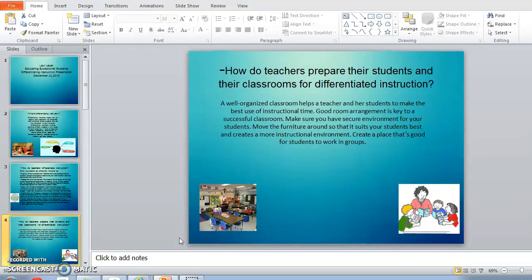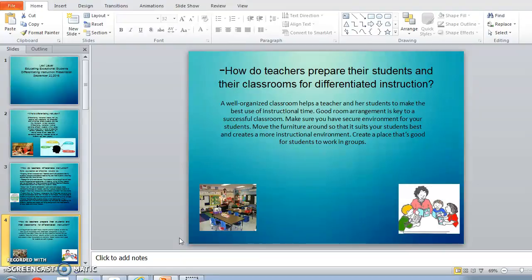How do teachers prepare their students in their classrooms for differentiated instruction? Well, I always say that organization is key, always. You're always going to feel better about your classroom and your area when it's organized, I think. So being organized always helps me stay on task.